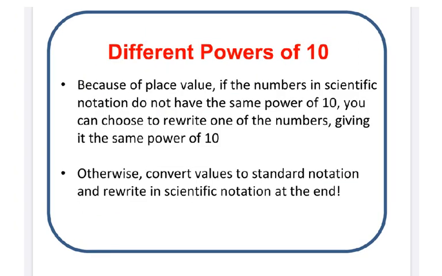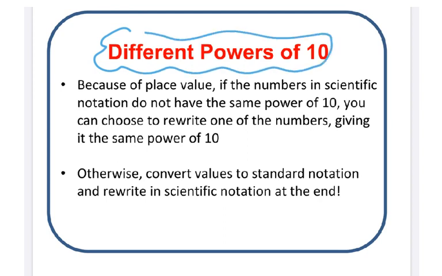If we have different powers of 10, because of the place value, if the numbers in scientific notation do not have the same power of 10, you can choose to rewrite the numbers so that way they have the same power of 10, or you can convert the numbers to standard notation, add or subtract, and then rewrite them back into scientific notation, whichever is easiest to you. Today I will recommend a calculator as we work through these problems.